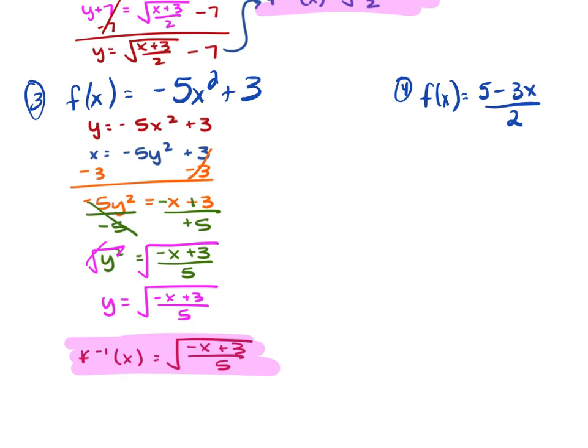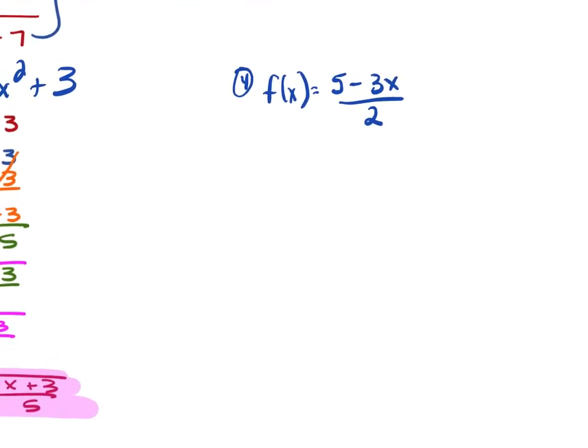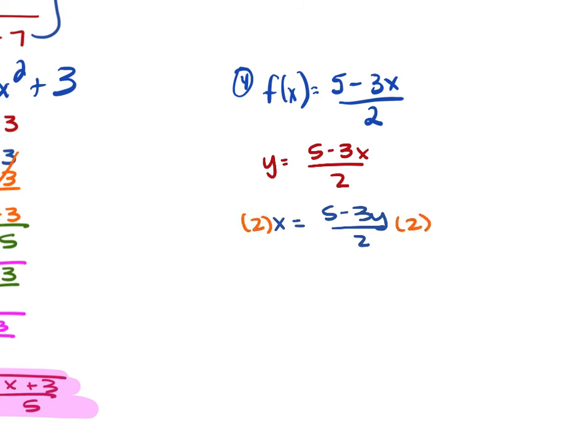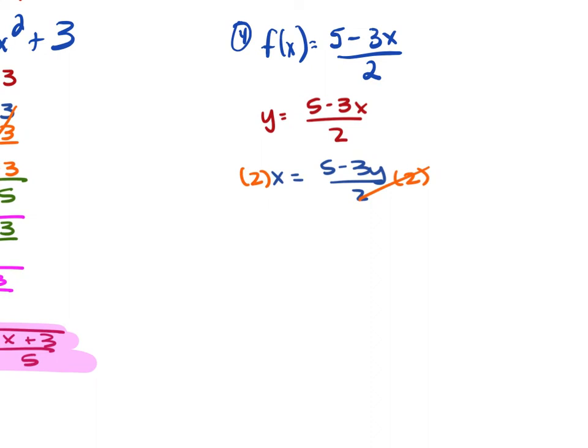For example 4, we have f of x is equal to 5 minus 3x over 2. So again, we're going to change the f of x to be y. So y is equal to 5 minus 3x over 2. We want to switch x and y, so this can become x is equal to 5 minus 3y over 2. I'm going to get rid of that fraction, multiply each side by the 2. So these cancel. We have 2x is equal to 5 minus 3y.